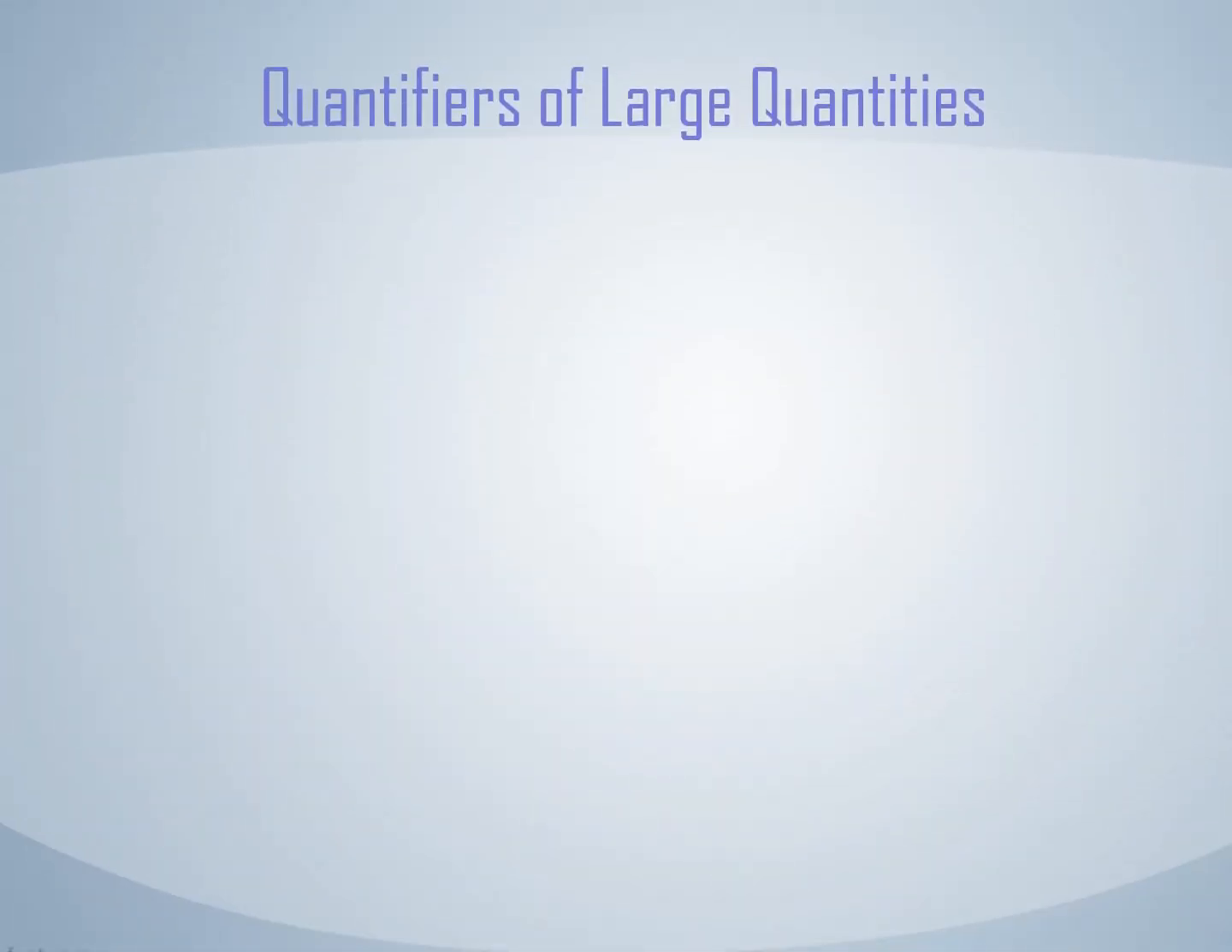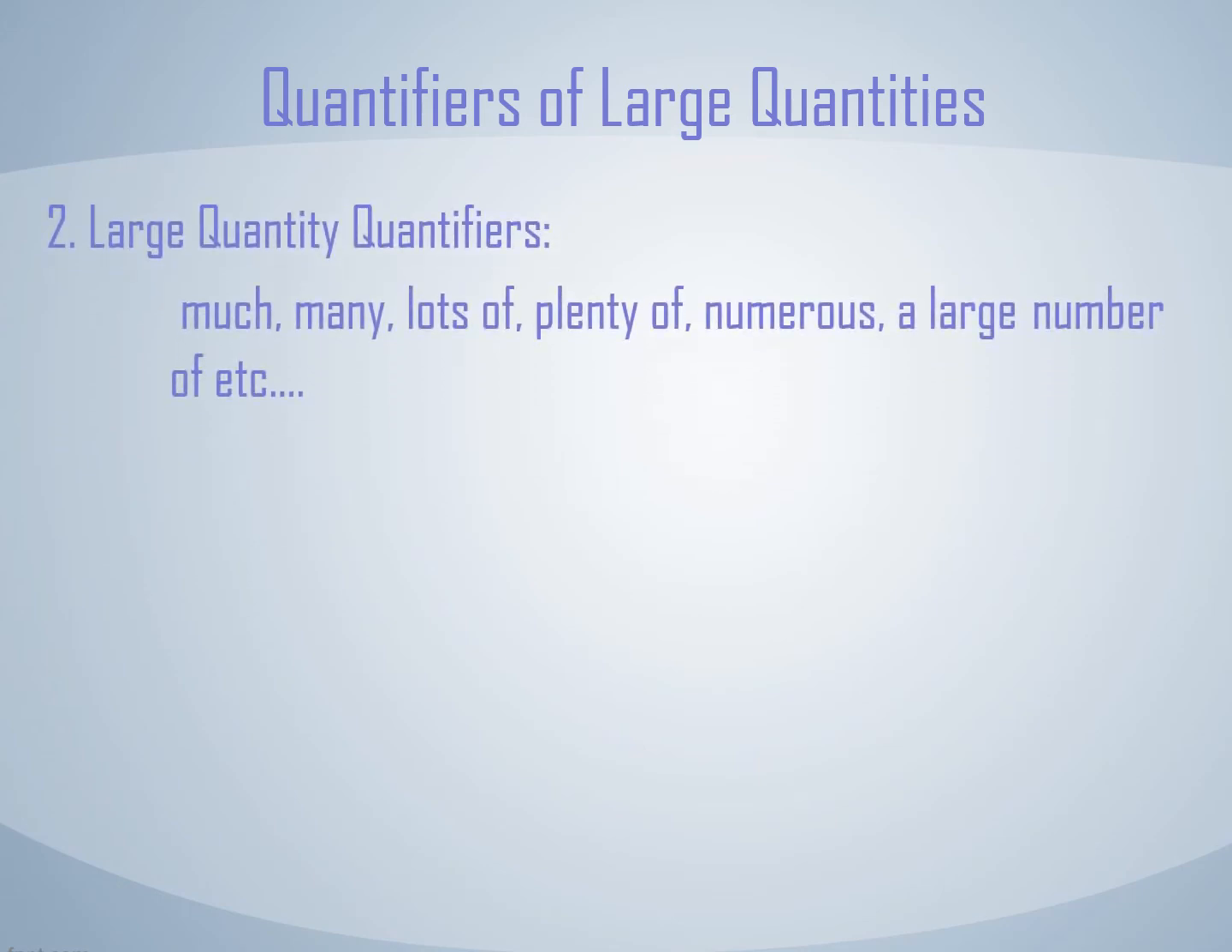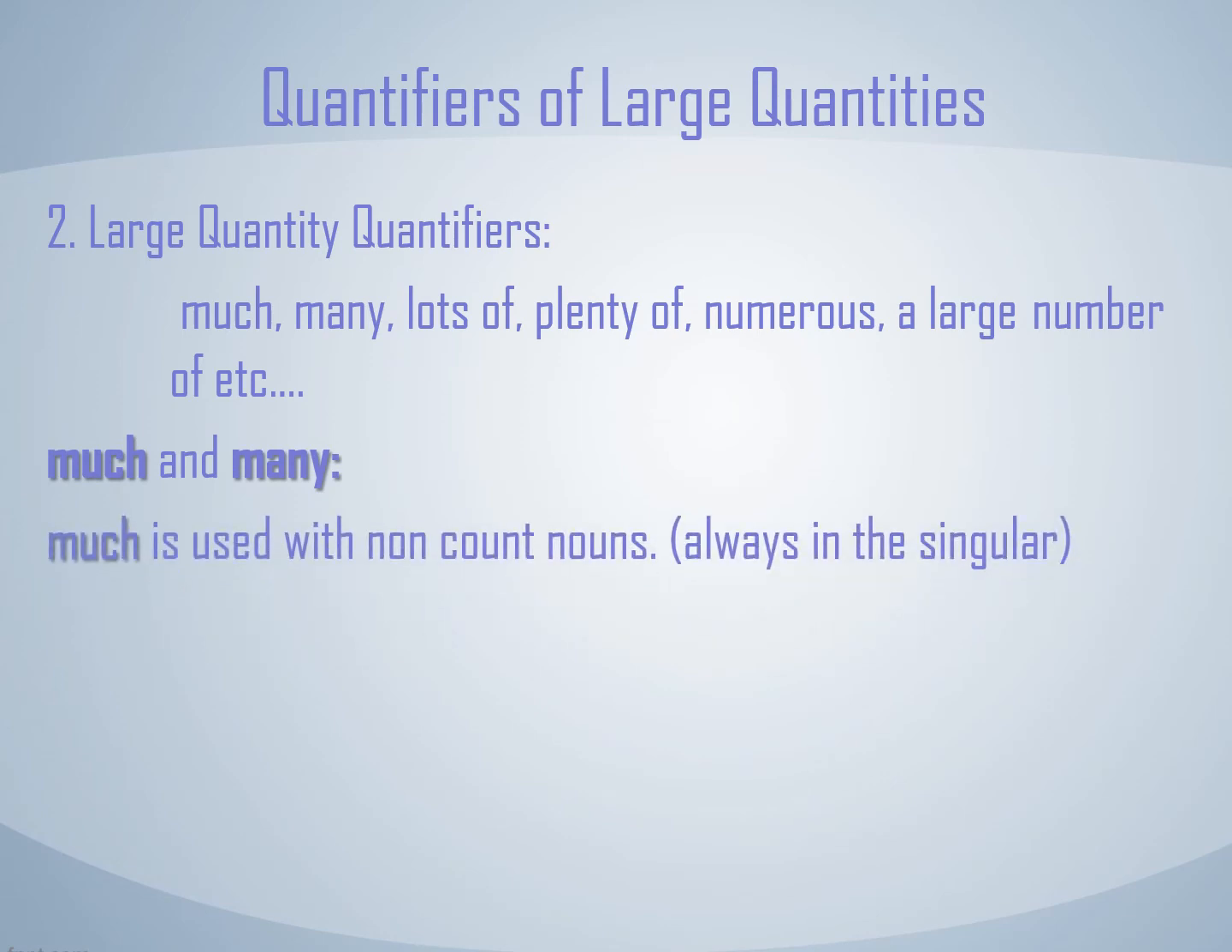Now we will discuss quantifiers of large quantities. As I explained to you, quantifiers of large quantities are much, many, lots of, plenty of, numerous, a large number of, etc. You can practice and you will learn more. So first of all, much and many. Much is used with non-count nouns.